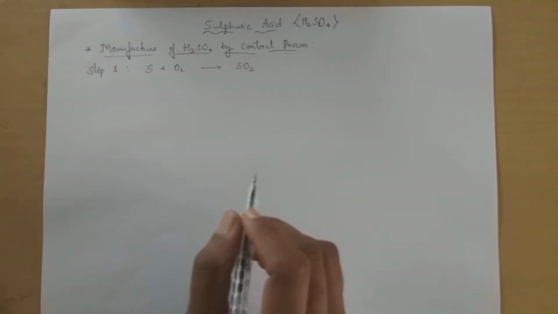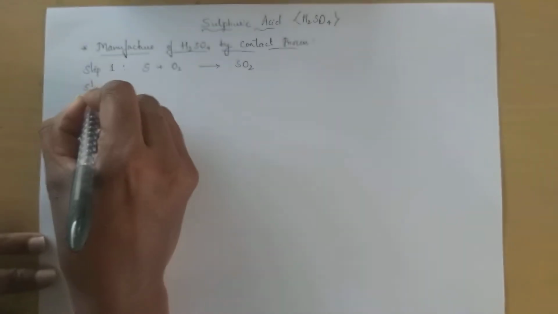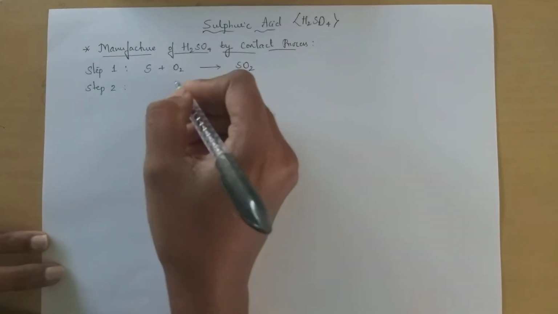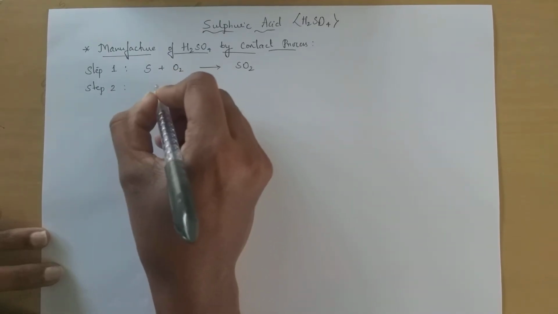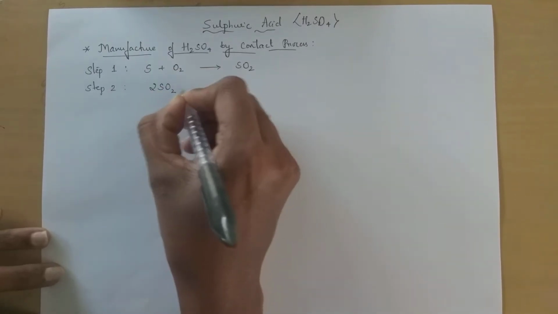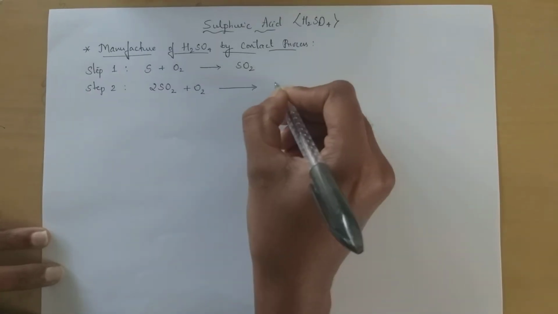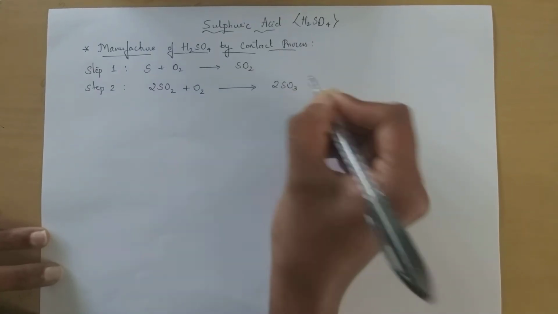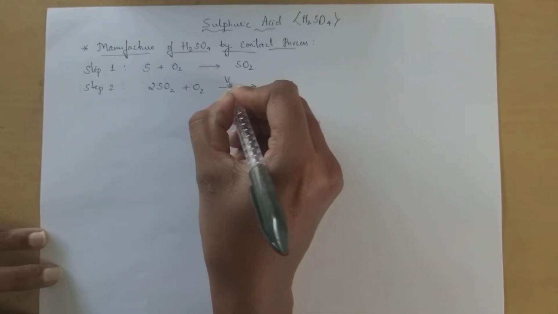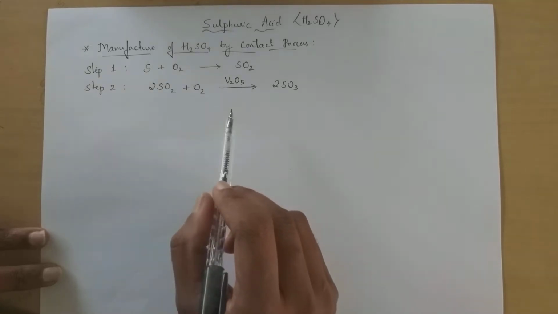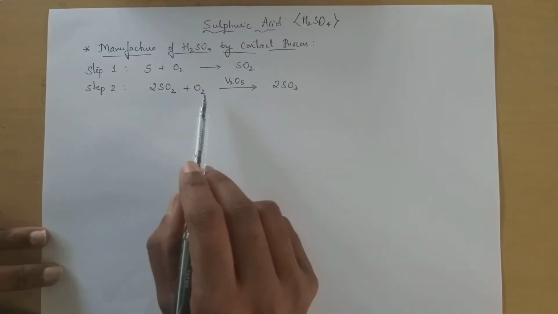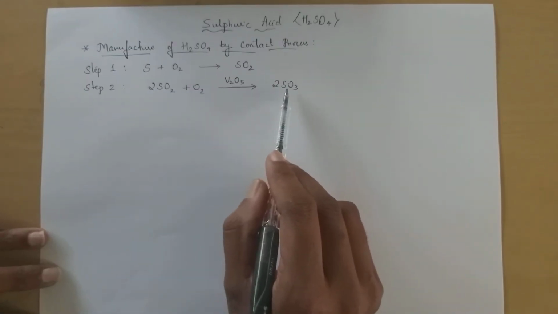Next, in step 2, this sulfur dioxide gets oxidized to sulfur trioxide. Here we have a catalyst, that is V2O5. So this reaction takes place in presence of the catalyst, hence SO2 combines with oxygen. I mean it undergoes an oxidation process in presence of oxygen, that gives sulfur trioxide.